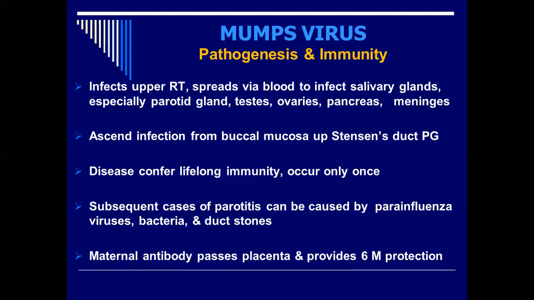Subsequent cases of parotitis can be caused by parainfluenza virus, some other bacteria, or duct stones. But the underlying cause is always mumps viral infection. Maternal antibodies, as we have seen in the case of measles, can cross the placenta and provide protection to the fetus or infant for at least 6 months. After that period, we use the measles, mumps, and rubella vaccine to provide protection to the baby.